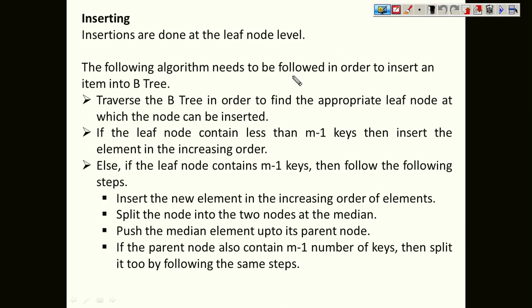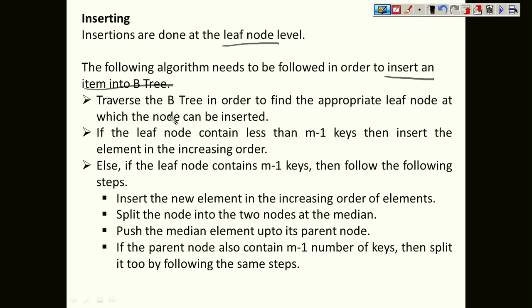So let us take a case of inserting. Whenever we do some operation like insertion and deletion, the property may get violated. So insertion will always be done at the leaf node. We know that in the binary search tree, whenever you insert any key value, it will always be inserted as a leaf node. Though we start from the root node, finally it is inserted as a leaf node. Now, the following algorithm needs to be followed when we insert an item into the B tree.